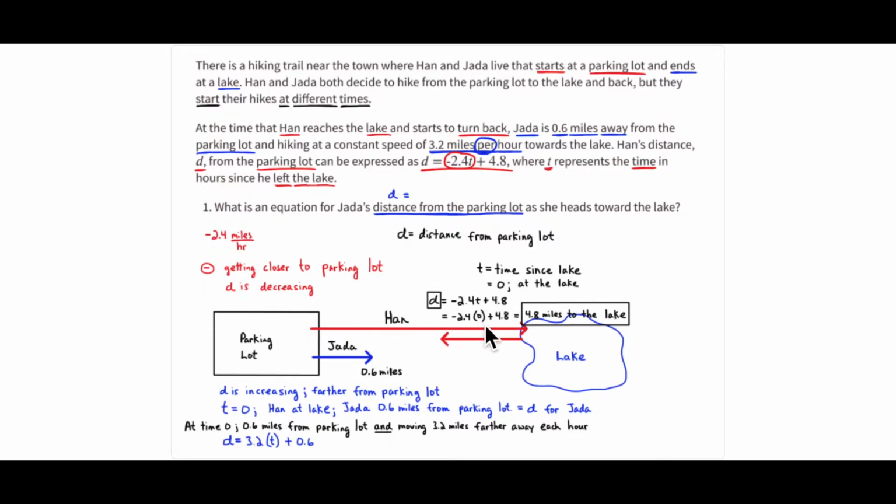And that makes sense. In 1 hour, he's 2 4/10 miles closer. So that means he's 2 4/10 miles away, because that's half of 4 8/10. And in the second hour, he travels that last 2 4/10, and he makes it to the parking lot.